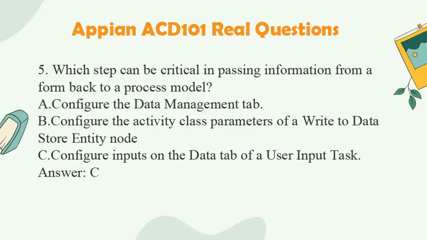5. Which step can be critical in passing information from a form back to a process model? A. Configure the Data Management tab. B. Configure the activity class parameters of a write to data store entity node. C. Configure inputs on the data tab of a user input task. Answer: C.